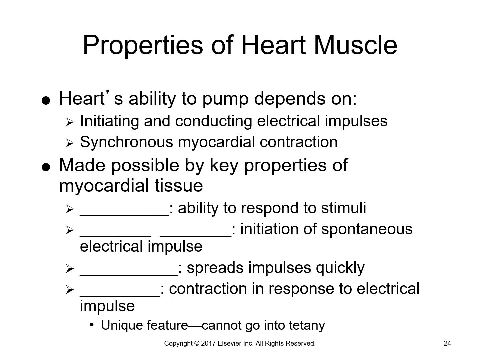And then conductivity spreads the impulses quickly. So abnormal conductivity can affect the timing of the chambers' contractions and decrease cardiac efficiency. So if we have an abnormal spread of that impulse, it can affect our cardiac output. And then contractility is your last one. Contractility is the contraction in response to electrical impulse, which is your primary function of the myocardium.